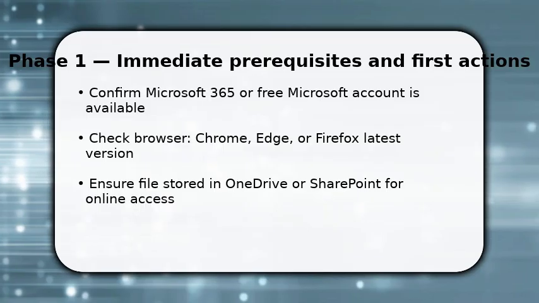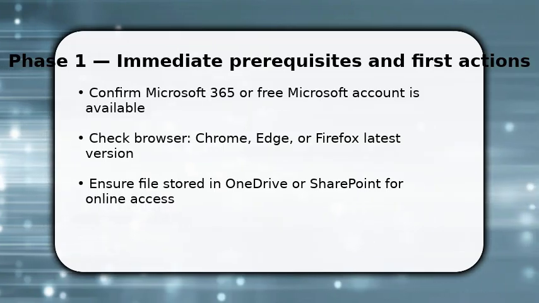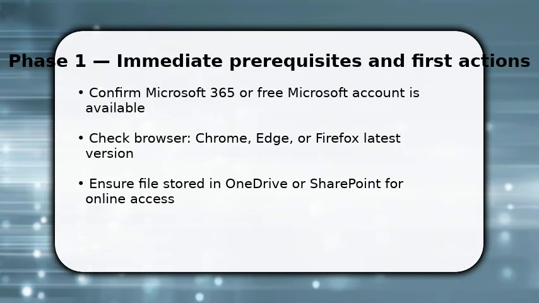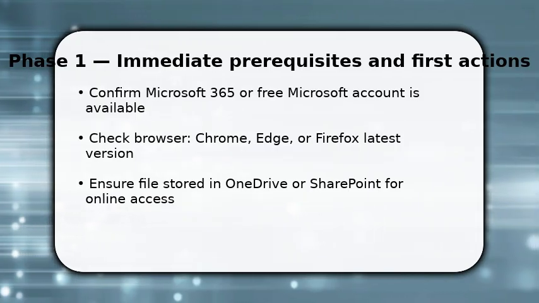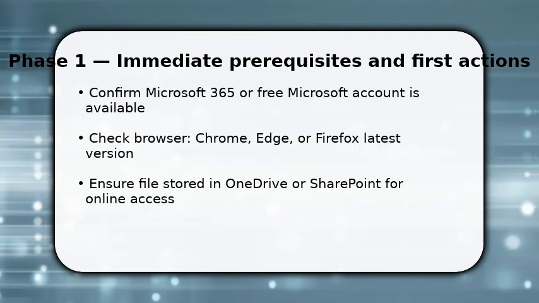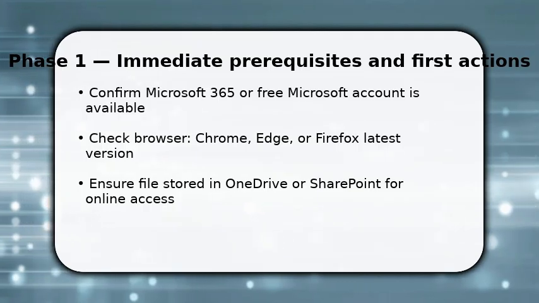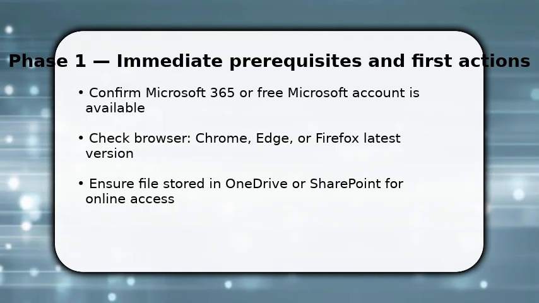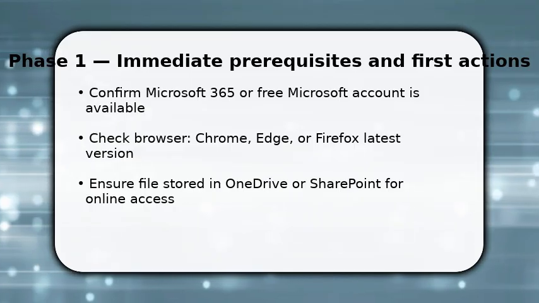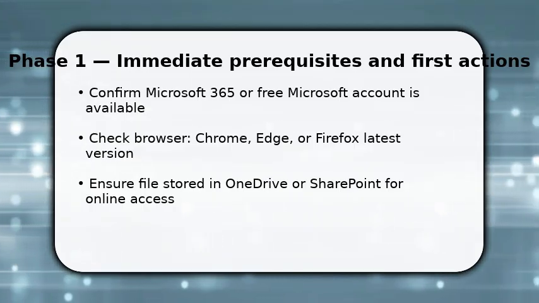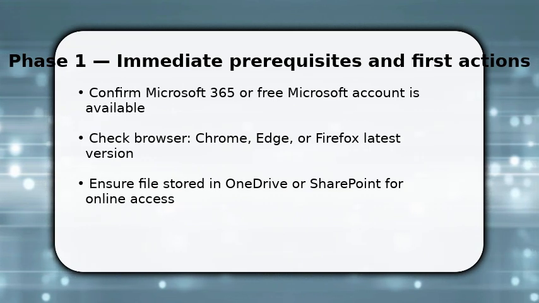Once signed in, upload the workbook to OneDrive or a SharePoint library because Excel Online requires cloud storage to edit collaboratively. Make sure your browser is up to date and that pop-ups and third-party cookies aren't blocked. These settings affect file previews and authentication. Now you're ready to open the workbook in Excel Online.